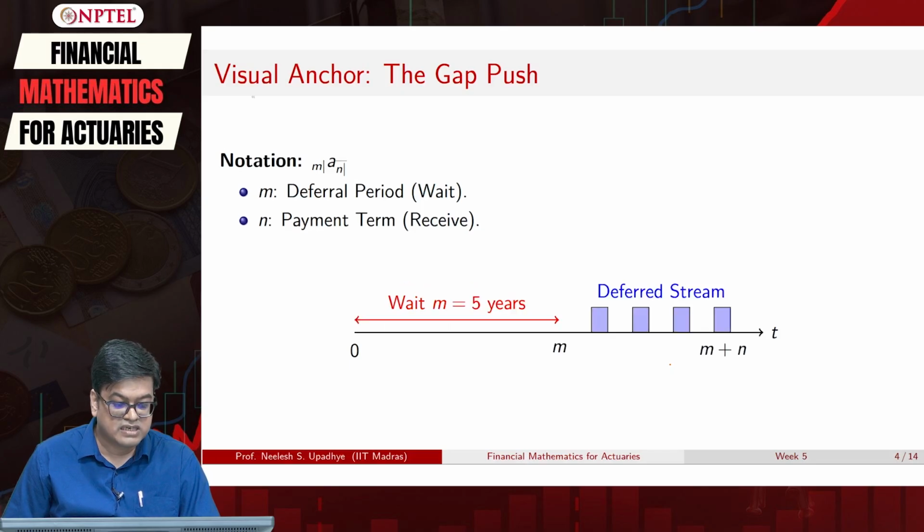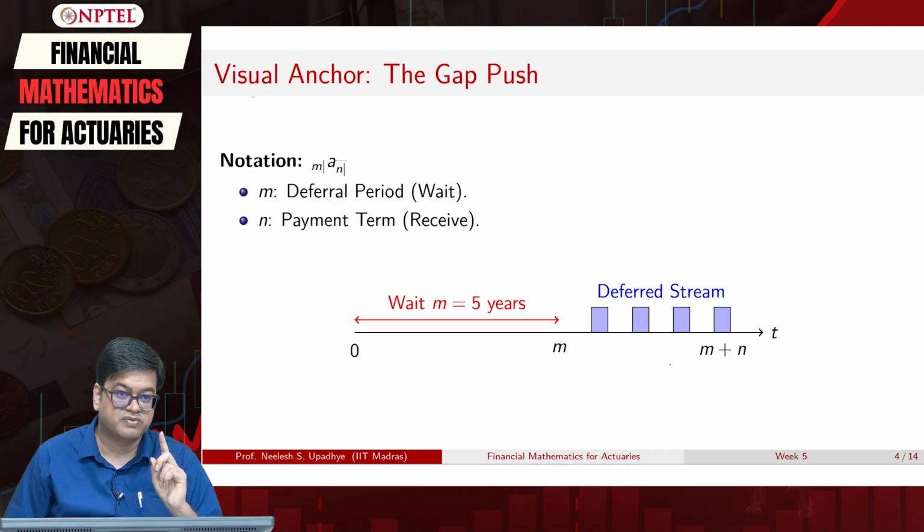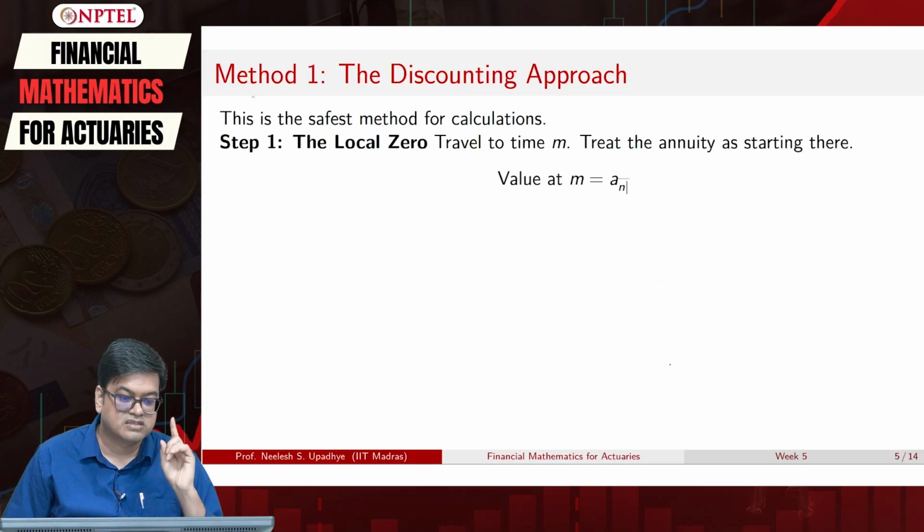Now, let us see what happens if we wait for 5 years and move this stream to after 5 years, which is the 6th year, 7th year, 8th year and 9th year. I am waiting for 5 years. Money has a time dimension, so this wait should actually give me some money somehow. That is where we will look at how I should count money in these time zones.